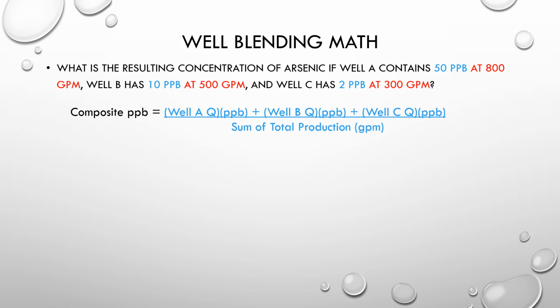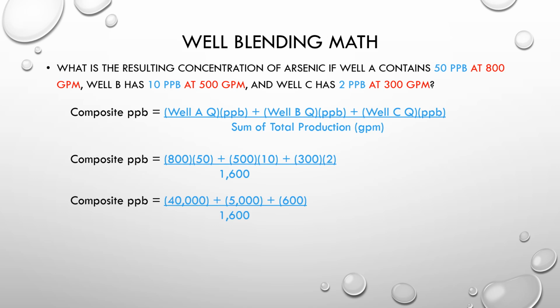All right, your formula is going to look like this. Well A flow times the parts per billion, and then the same for wells B and C, and then those would be added and then divided by the total production or gallons per minute. So you've got 800 times 50, 500 times 10, 300 times 2 divided by 1600 gallons per minute.